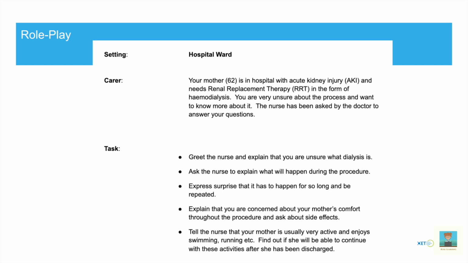If you want to practice with a friend or a colleague, here is the carer card. So take a screenshot of that and practice and see how you get along.